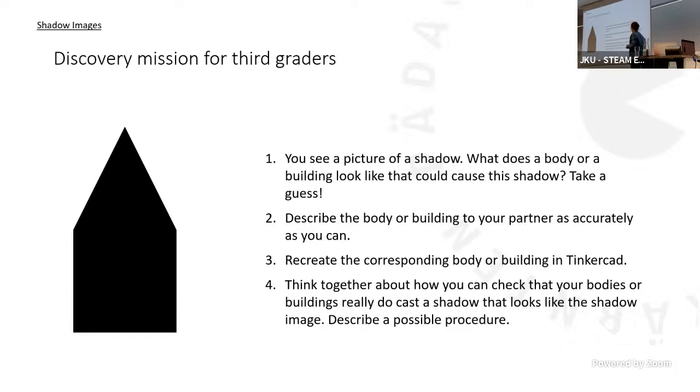And then we went to Tinkercad, and the kids had to recreate the corresponding body or building. And then we said, please think together about how you can check that your bodies or buildings really do cast a shadow that looks like the shadow image. Describe a possible procedure. And after that, we printed the bodies or the buildings out with a 3D printer, and the kids may do experiments with their bodies.